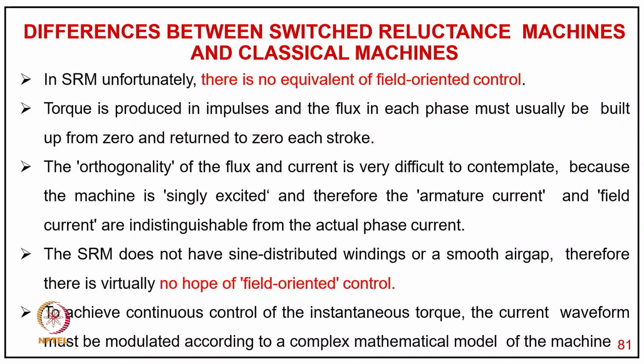The torque is produced in pulses, and the flux in each phase must usually be built up from 0 and returned to 0 in each stroke. The orthogonality of flux and current is very difficult to contemplate because the machine is singly excited, and therefore armature current and field current are indistinguishable from the actual phase current. So the SRM does not have sinusoidal distribution or a smooth air gap, therefore there is virtually no hope of field orientation control. To achieve continuous control of instantaneous torque, the current waveform must be modeled according to a complex mathematical model of the machine.